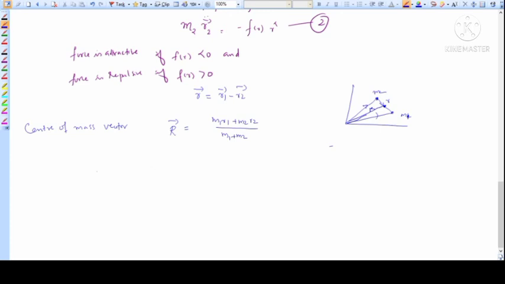We can also write the equation of motion for R, and it is trivial. The equation for small r turns out to be like the equation of motion of a single particle. So the equation of motion for R will be R double dot is equal to 0, or m R double dot is equal to 0.